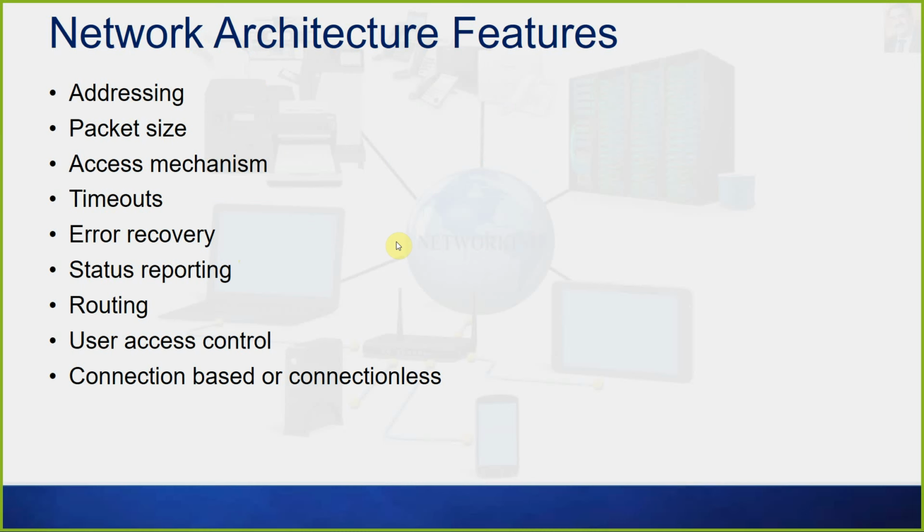Network architecture features. When we are defining network architecture, what features do we look for? Whatever we discussed so far should be part of our architecture design: addressing, packet size, access mechanism, timeouts, error recovery, status reporting, routing, user access control, and connection based or connectionless, what kind of networking it would be.